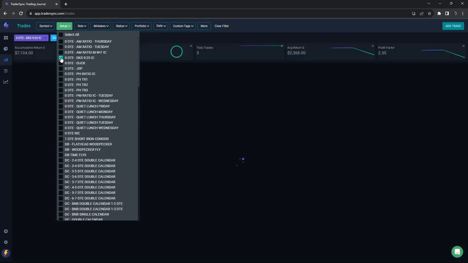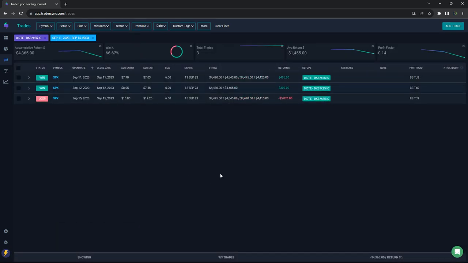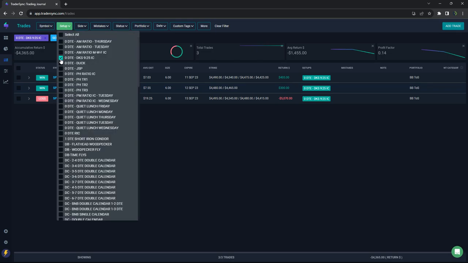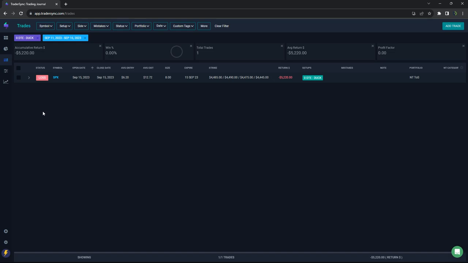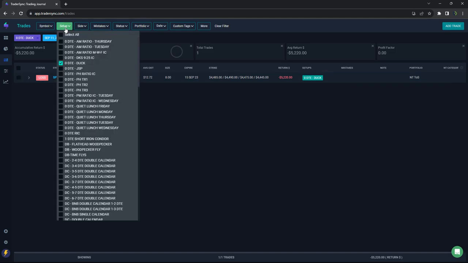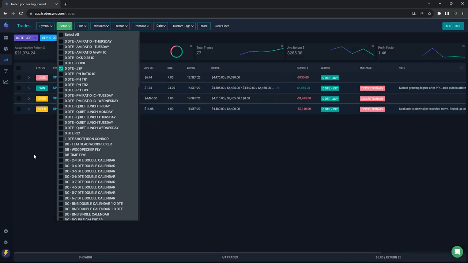DKS, the DKK special, ended up taking a big loss on that one, and that was today as well, a little over $5,000. Couple little winners, minus $4,300 on those for the week. Zero DTE duck, just one of those, and that was today as well, minus $5,000. So as you can see, my day did not start off very good on a Friday, although Power Hour did take me home and help out quite a bit.